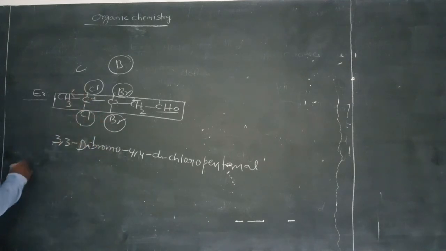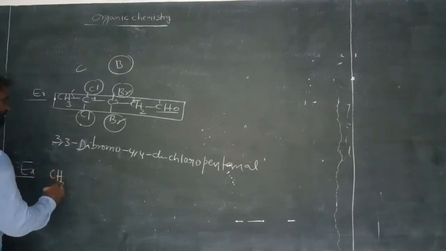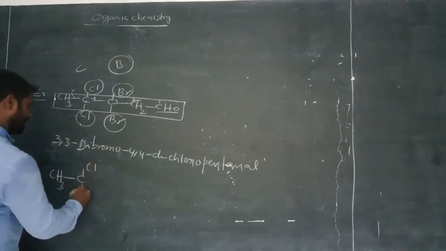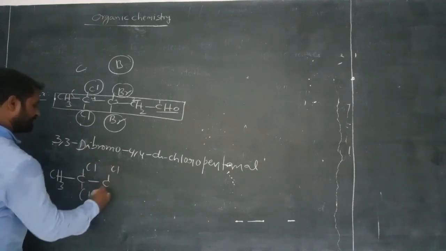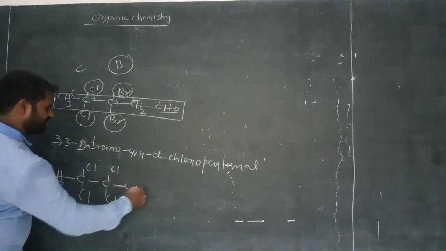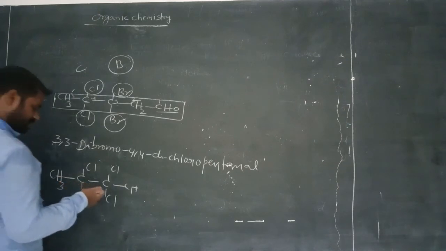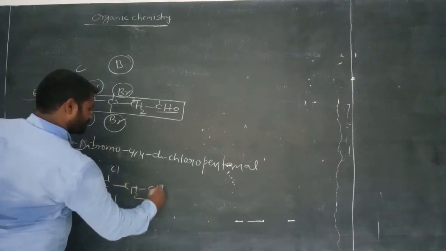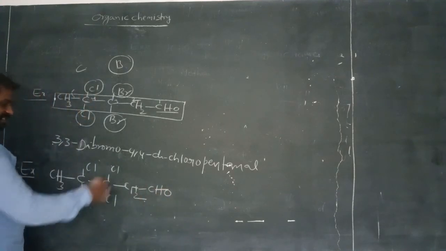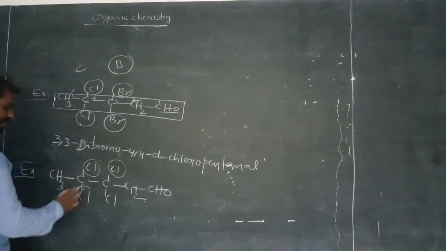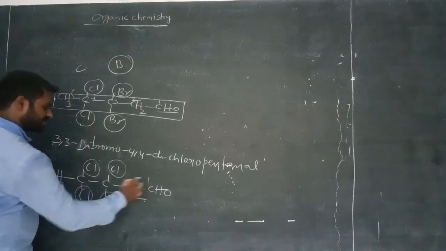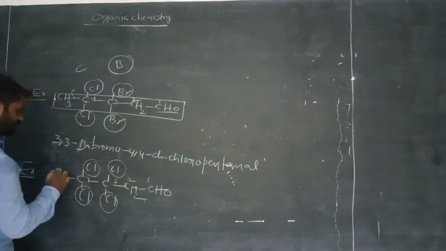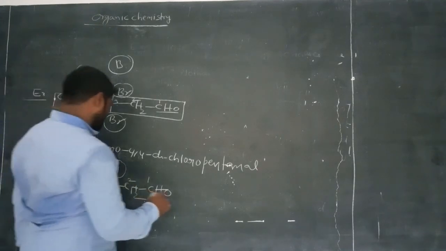So what about this one? Can anybody guess? CH3, CCl bond, CH2, CHO. Okay, these are substituents, am I right? All are chlorine atoms. So first numbering: first, second, third, fourth, fifth. Then write that all are chlorine atoms.